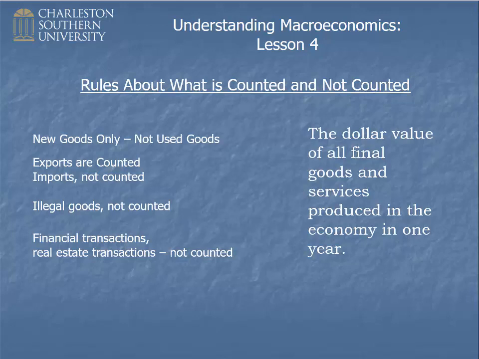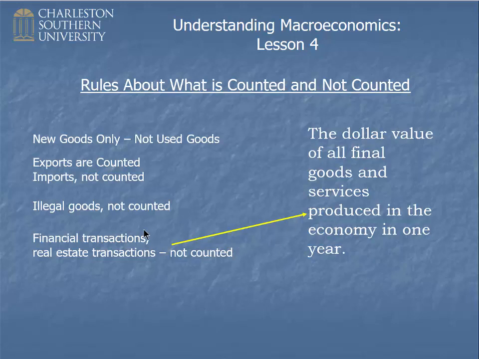Financial transactions, real estate transactions, are not counted because they don't represent production. This is a good stumbling block for students. So if you bought a piece of real estate, say for $5,000, and you held it a few years and then you sold it for $50,000, good for you. But it's not counted in GDP because it doesn't represent production.